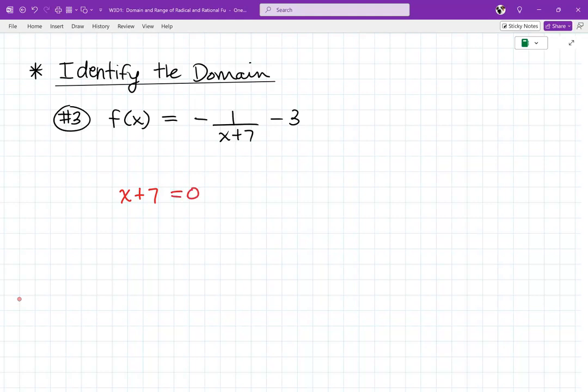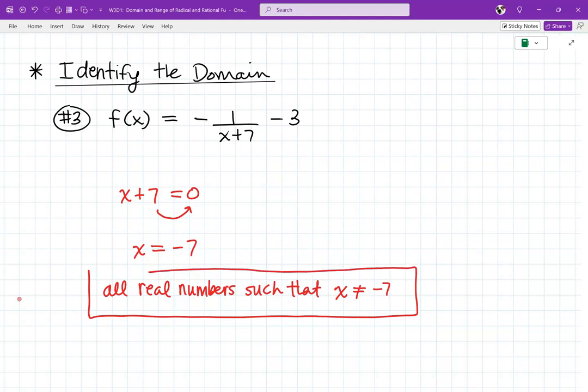Remember, that's step 1. Step 2, I'm supposed to solve it. So when I move the 7 over, x is equal to negative 7. Okay? And then step 3, I'm supposed to write my answer. So here we go. All real numbers such that x cannot equal negative 7. That's my answer.